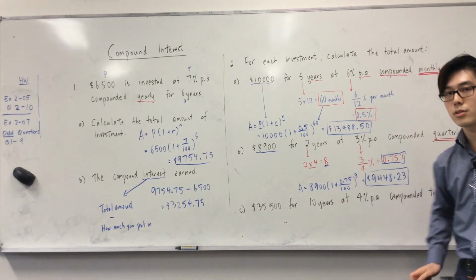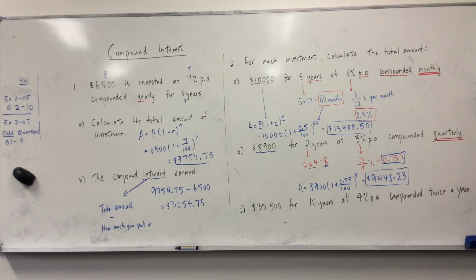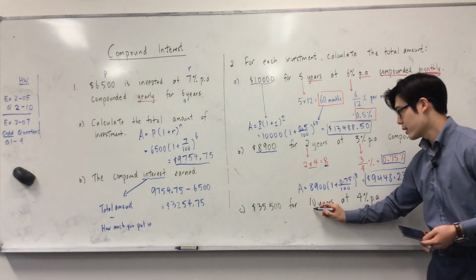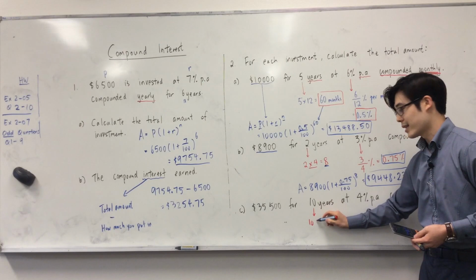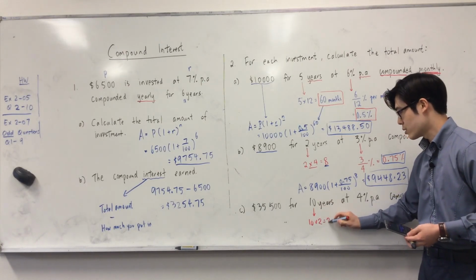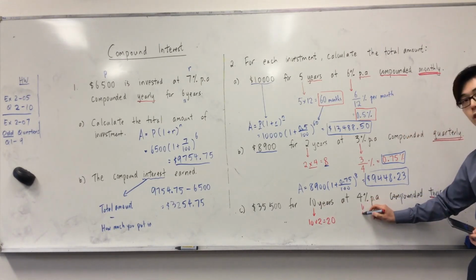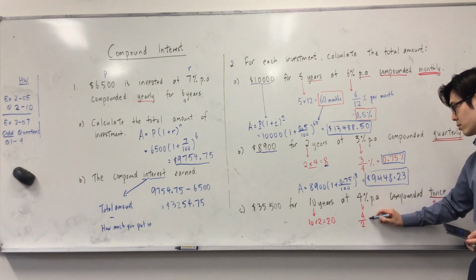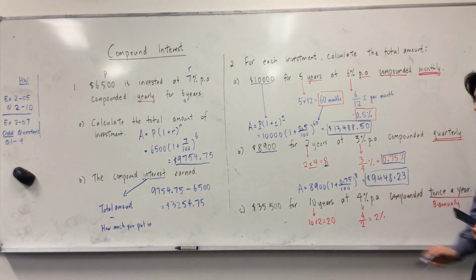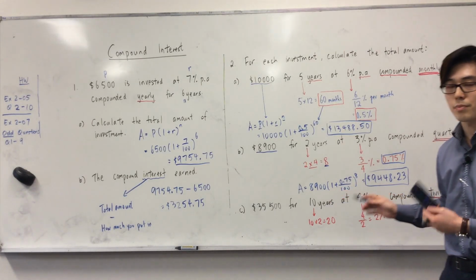So I'll just do one more just to make sure you know what to do when it says compounded twice a year in this question. Sometimes instead of twice a year, another way of saying that is biannually, which means the same thing. So basically what you need to do is get the number of years, but times by 2, which is 20. But with the percentage, you gotta divide by 2. So that's 2%. So those two are the numbers that you'll need to use to plug into the formula.